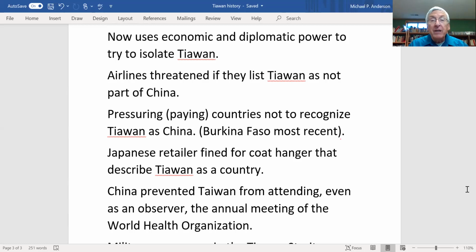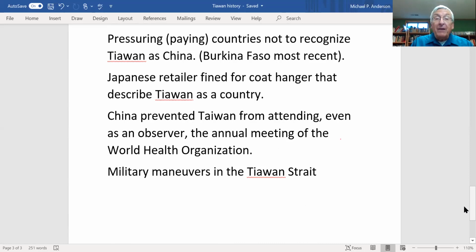China is constantly trying to keep Taiwan from attending any international meetings. Sometimes they force them to come as an observer, but sometimes they don't even want them there as an observer. And China is a powerful enough player around the world that they can exclude Taiwan and force other countries to exclude Taiwan.